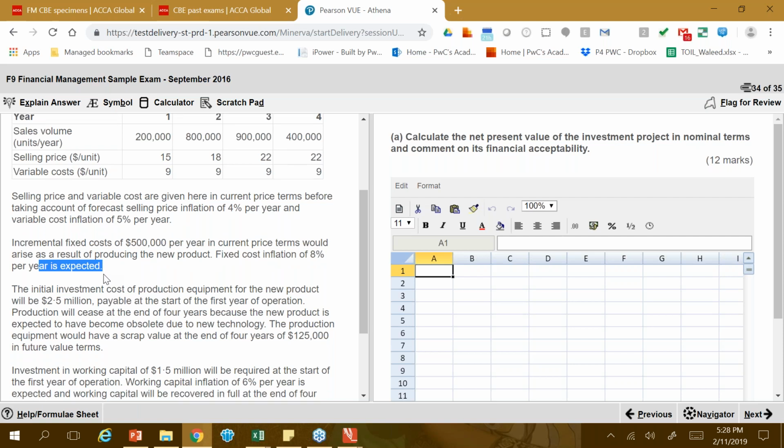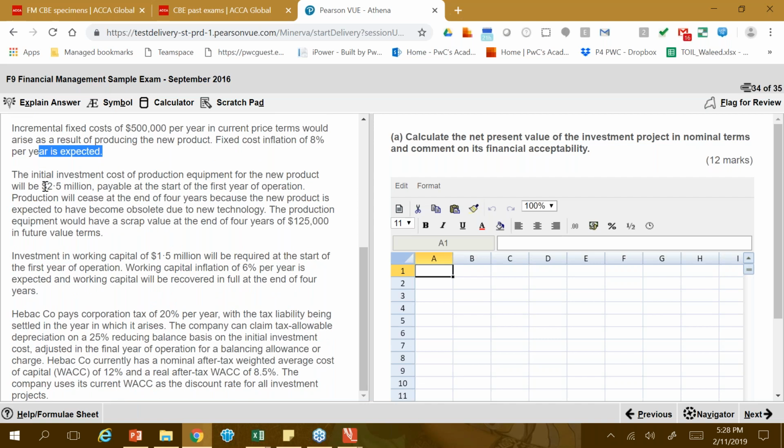The initial investment cost of production equipment for the new product will be $2.5 million, payable at the start of the first year of operation. Now, this is initial investment of $2.5 million, but I just want to focus on this wording here, payable at the start of the first year of operation. Now, what you need to know here is that in finance, there are two timings in a year we consider. Either a cash flow occurs at the start of the year or it occurs at the end of the year. If a cash flow occurs at the start of the year, it means it hasn't yet taken the effect of that entire year. So what we do is we say that this cash flow is basically occurring at the end of the last year. So start of this year means end of the last year.